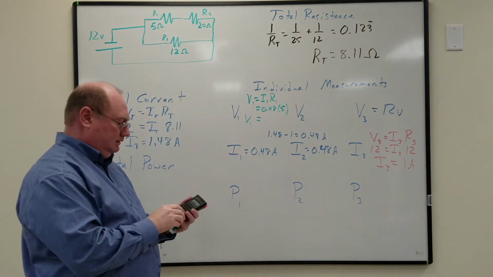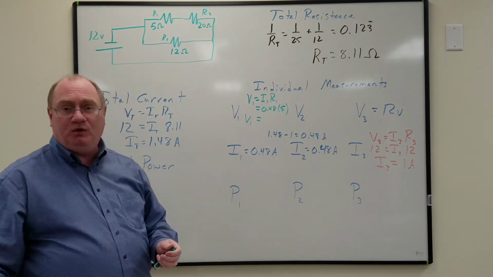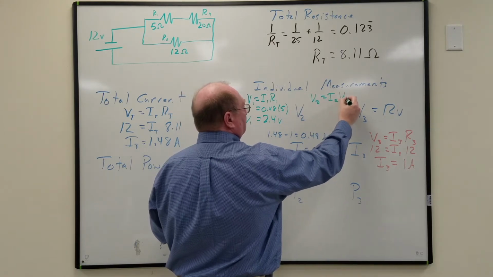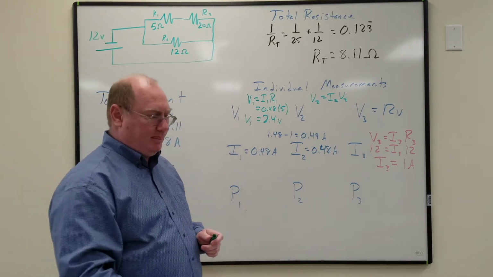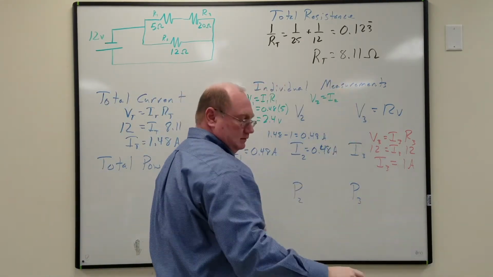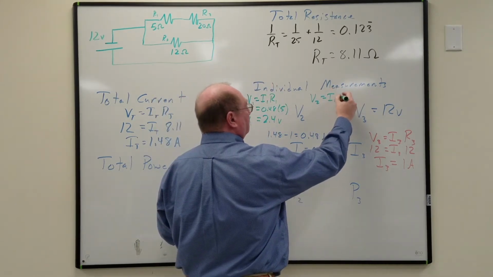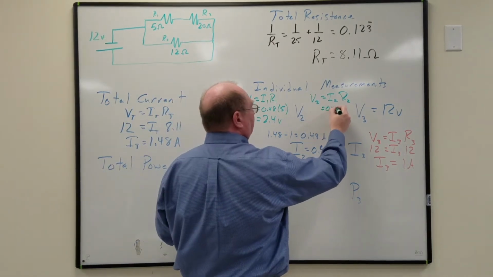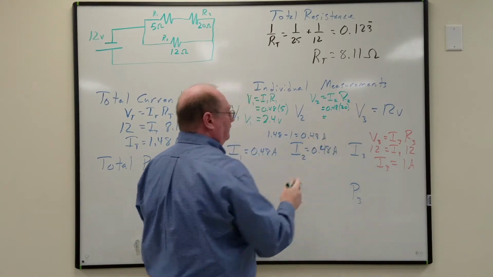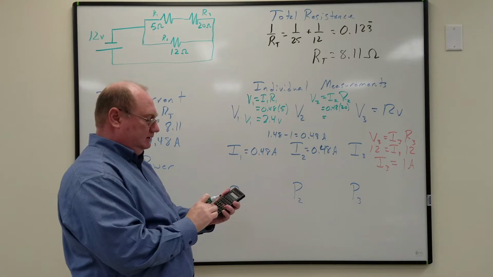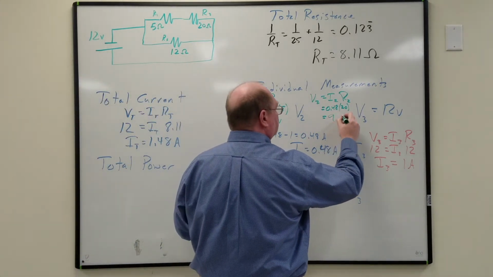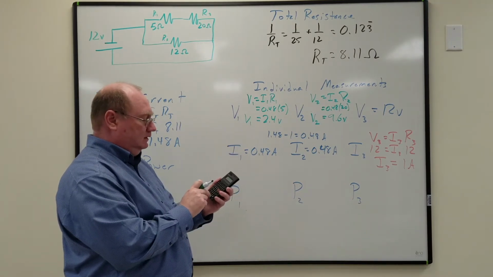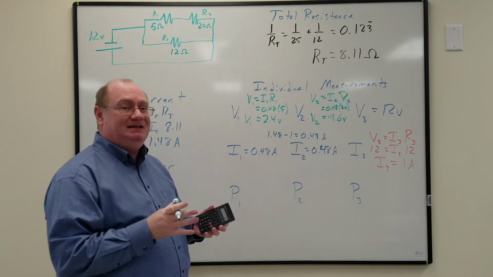So the first one, 0.48 times 5, gets 2.4 volts. So for this one, we get 0.48 times 20. So 0.48 times 20 gives me 9.6 volts. And as a quick check, if we take 9.6 volts and add it to the 2.4 volts, we get 12 volts, which is our voltage from the battery, and which is the voltage that line segment should get.